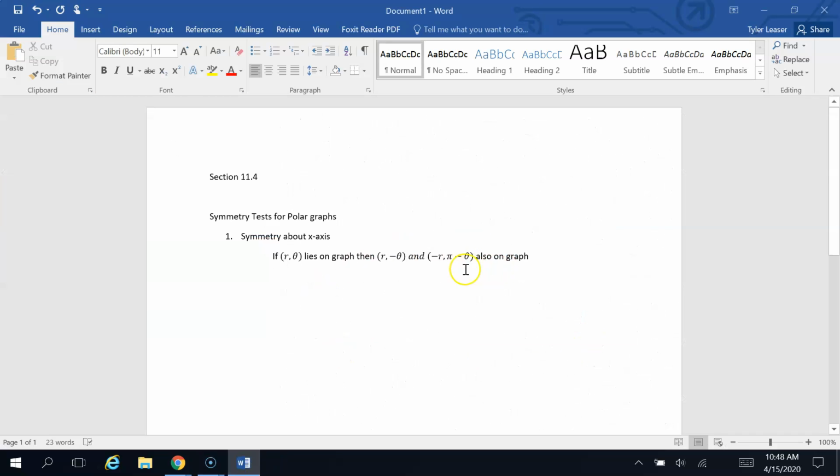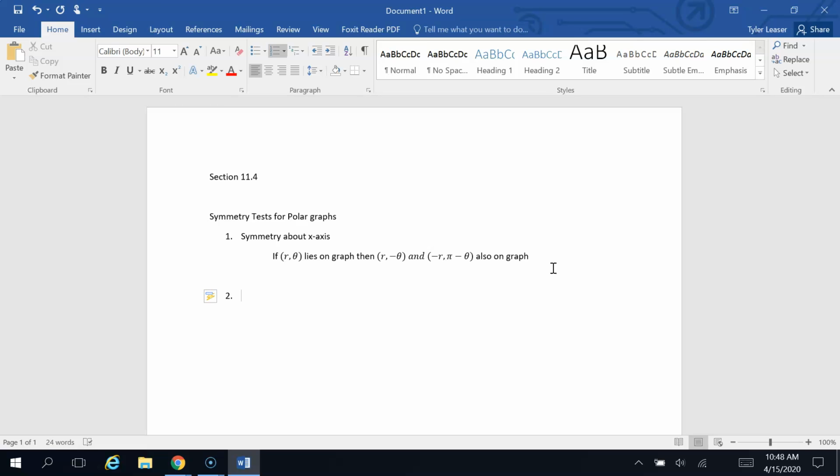I could do this other one as well. All right, so if (r, θ) is on the graph, this one I just showed you (r, −θ), but this one as well, (−r, π − θ). I'm not going to bother graphing that in Desmos. Just know that that one's true as well. It would give you the same exact location as that other point there.